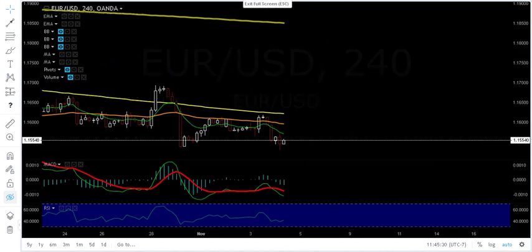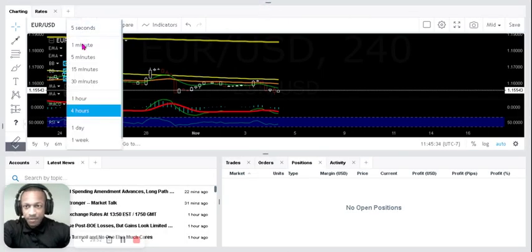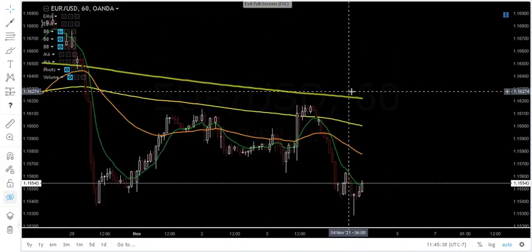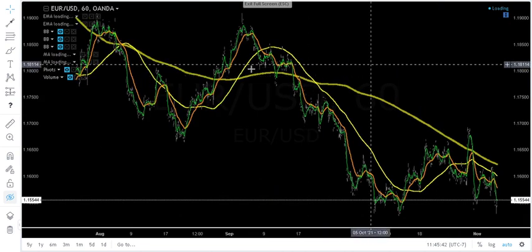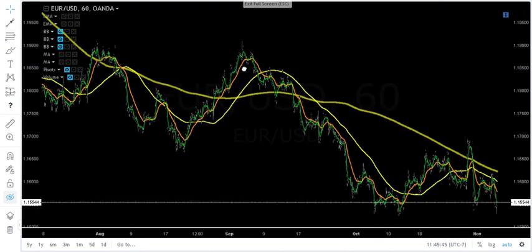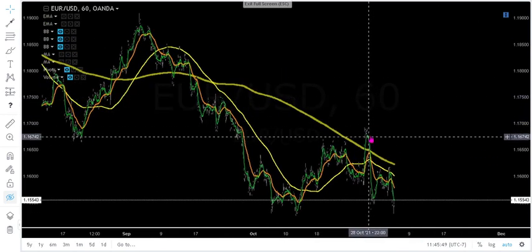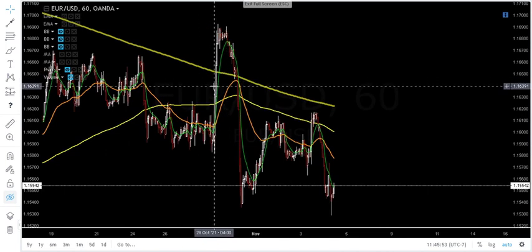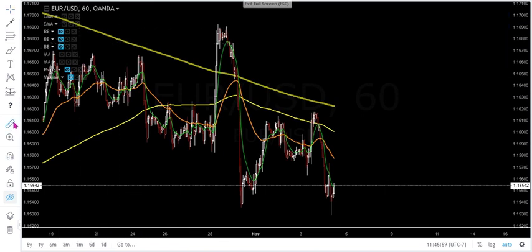Let me see. Let's go to H1. Let's see, what do my notes say? Overall downtrend. See, price tried to spike up right here. When was this? Was this yesterday? Oh, this is the 28th. I missed this spike, man. Damn.